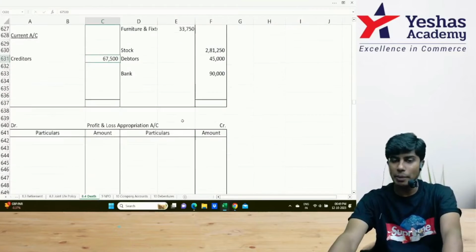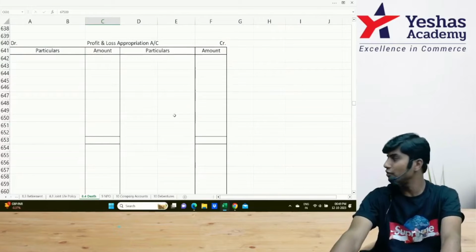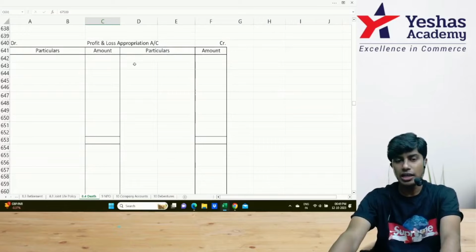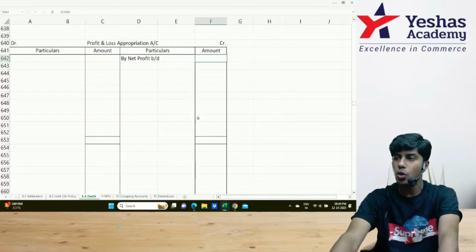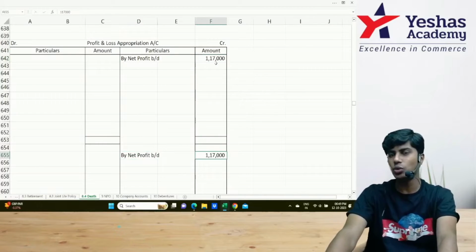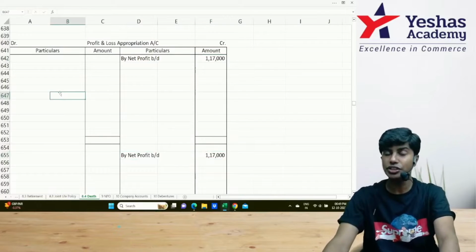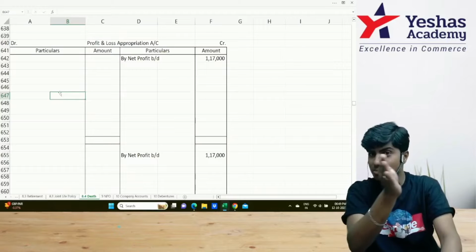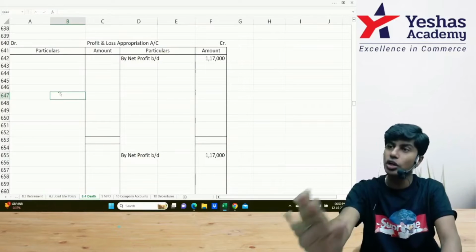So I will open my P&L appropriation account for two different parts of the year: first 6 months, next 6 months. In the first 6 months, I'll write net profit brought down. How much? 1,70,000. And for the next 6 months, I'll write 1,70,000. Sir, why don't we write 2,34,000? If you write 2,34,000, it is okay. But you would have to give share of profit for the first 6 months portion to A, B, and C, and for the second 6 months portion only to A and B.